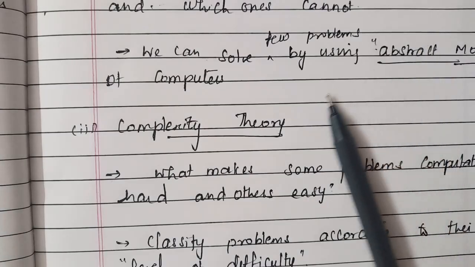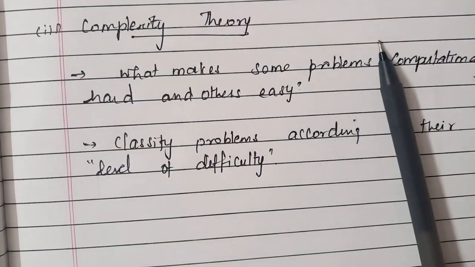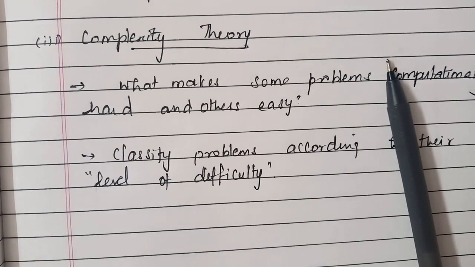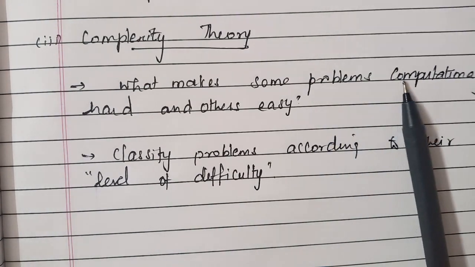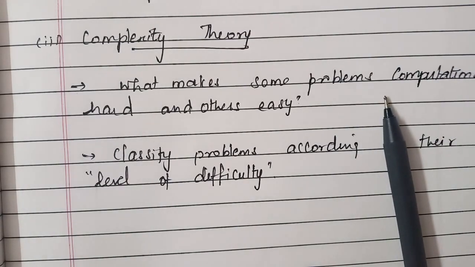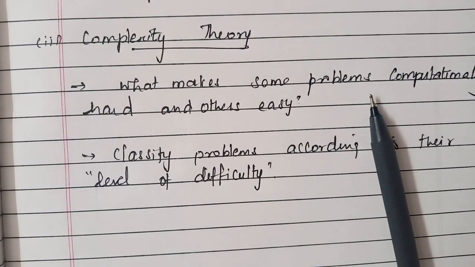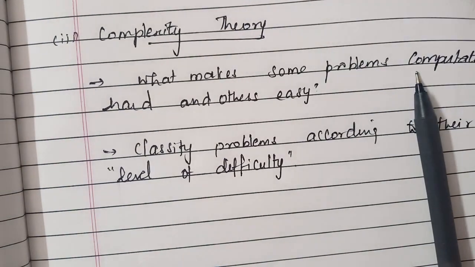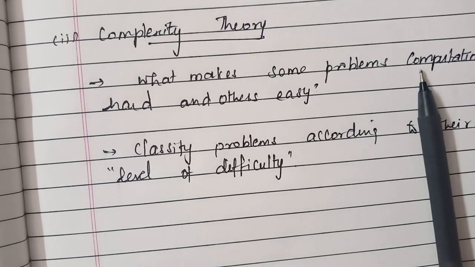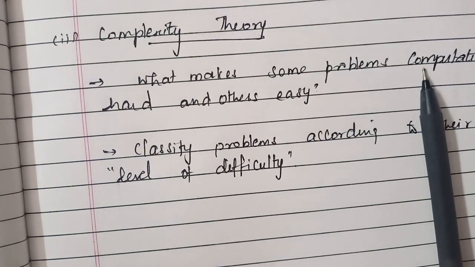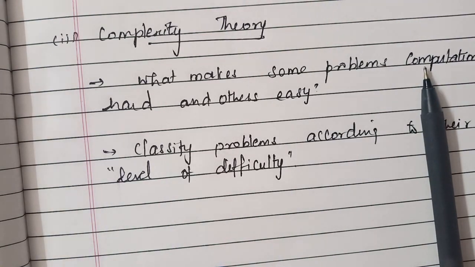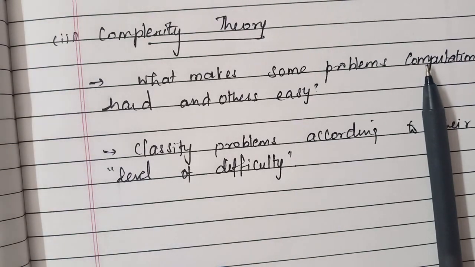The third one is complexity theory, which tells you what makes some problems computationally hard and others easy. We classify the problems according to their complexity, segregating them according to their level of difficulty, and we solve them effectively based on the level of difficulty.